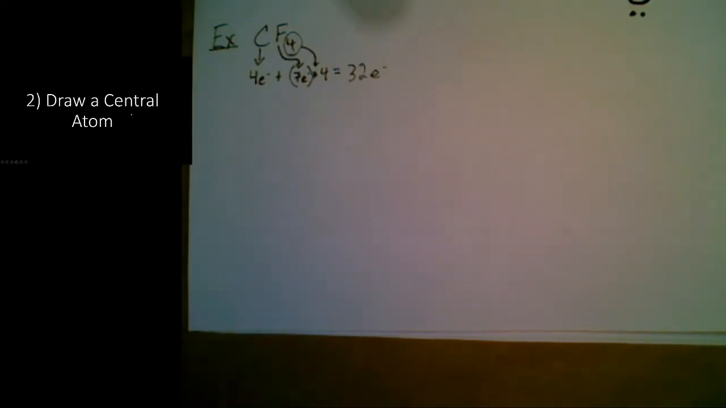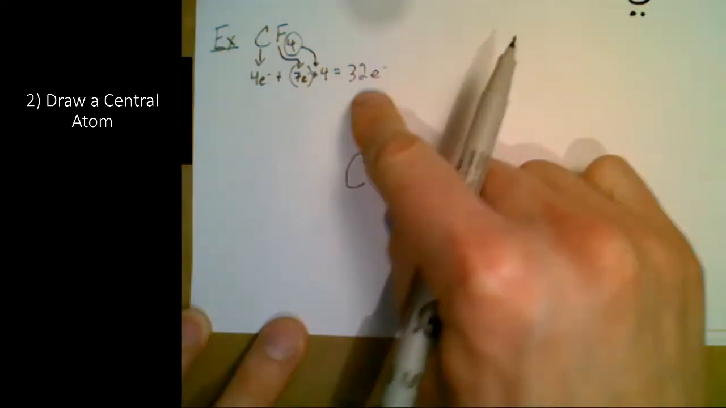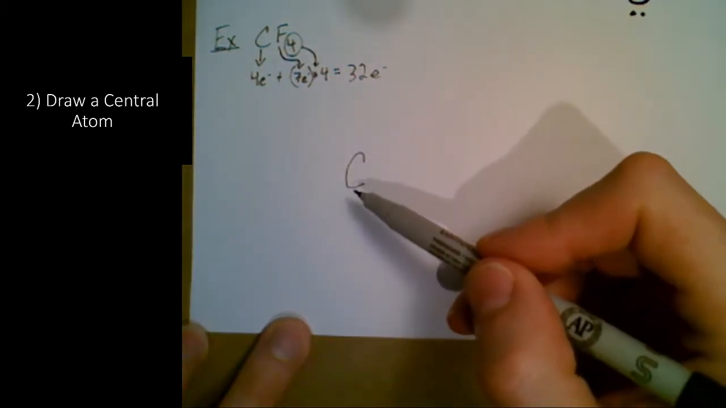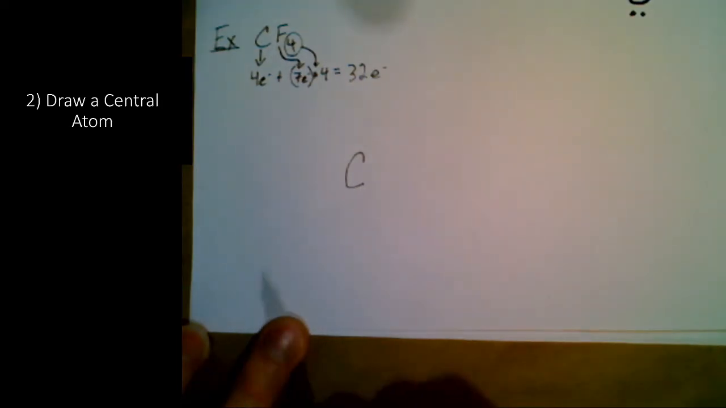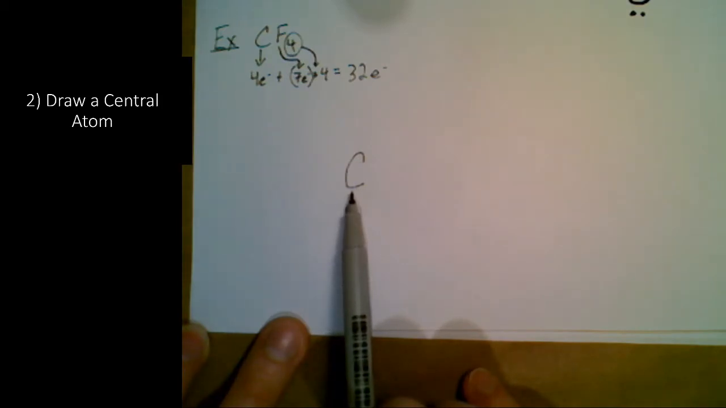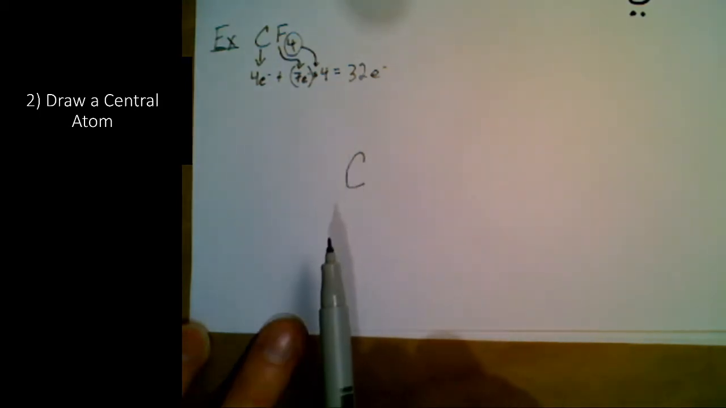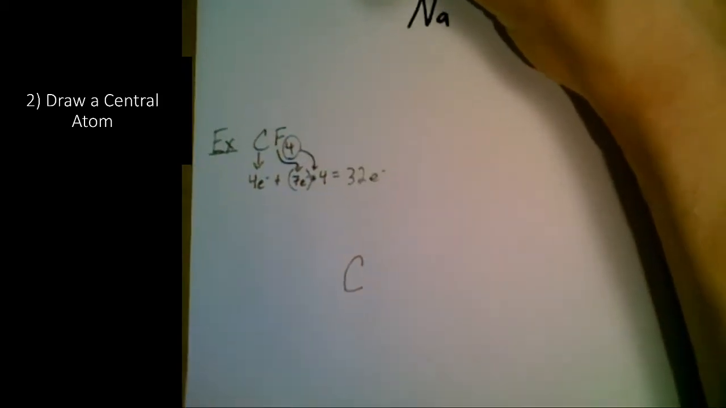Our next step is to draw the central atom. The central atom we're going to draw is carbon. Leave some space around it because you're going to fill it out with other elements. Carbon is the central atom because if you have carbon in a molecule, it is always the central atom. If you don't have carbon as the central atom, there are a couple of ways you can do this. You can look at your electronegativity chart and go with the lowest electronegativity.